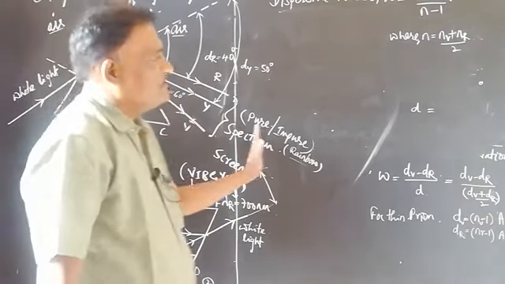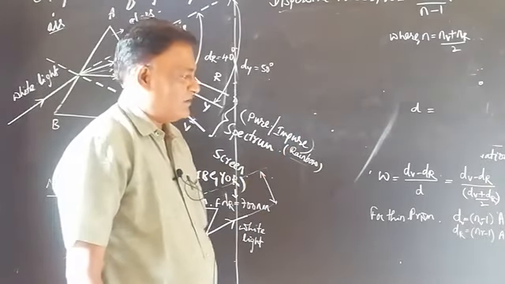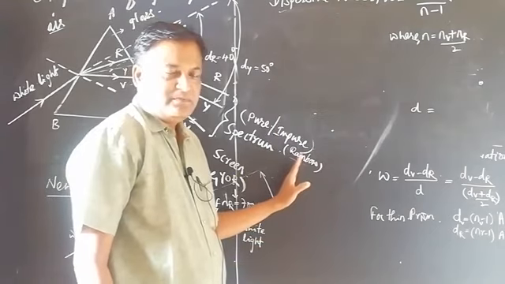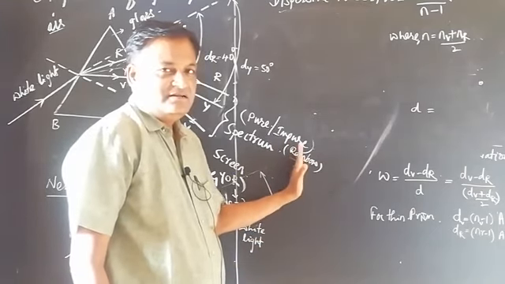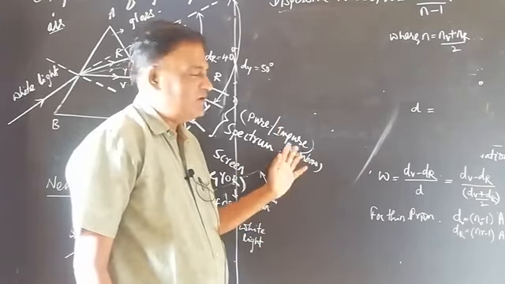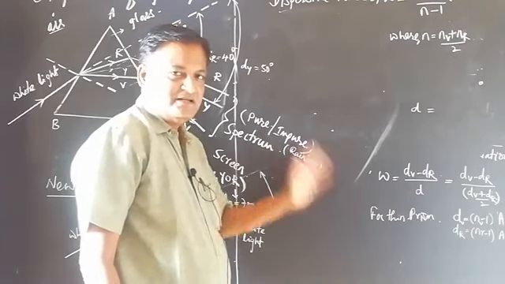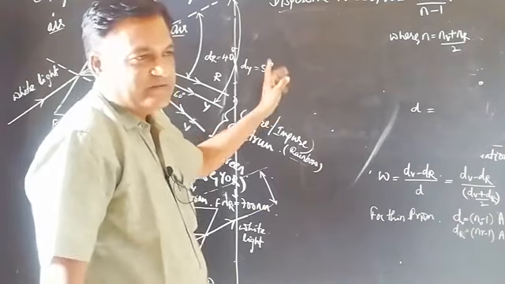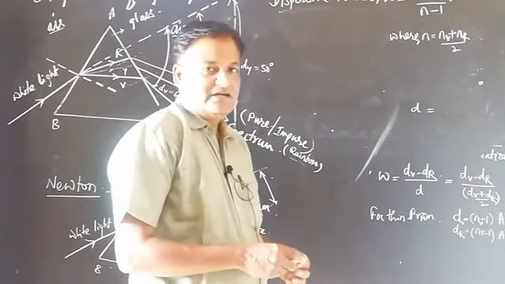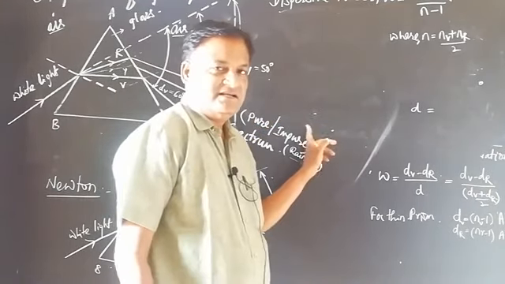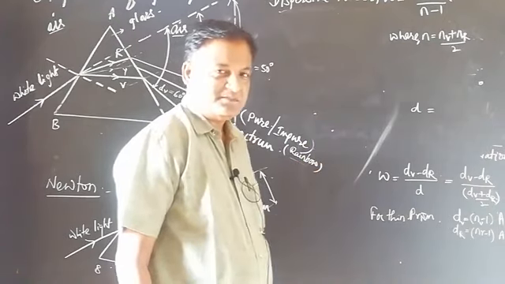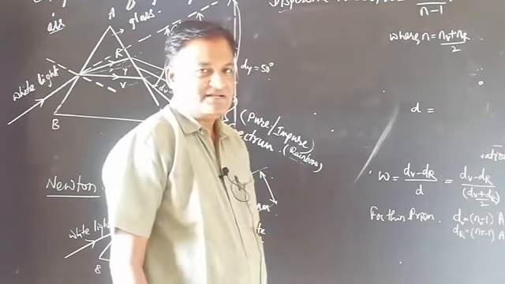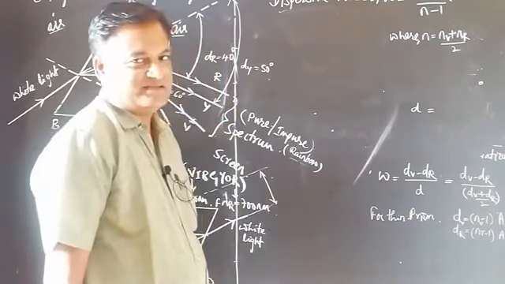In the next class we discuss the formation of a rainbow, the principle behind the formation of a rainbow, that is the interaction of light with matter, and thereby we discuss the optical instruments. Lastly, we go for the numerical sums pertaining to this particular chapter, that is ray optics. Thank you.